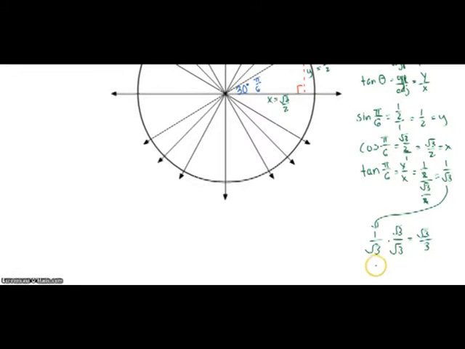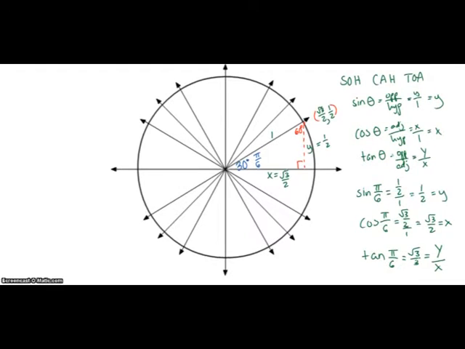So this is our tangent. The tangent of pi over 6 equals the square root of 3 over 3. So these are our sine, cosine, and tangent values for pi over 6, and we now have our coordinate point. So now that we have all of that, it's time to move on to our 45-degree angle, which is pi over 4. So let's go ahead and get started with that one.